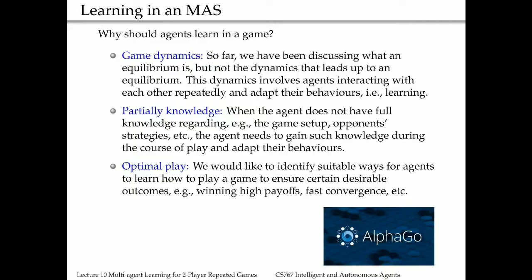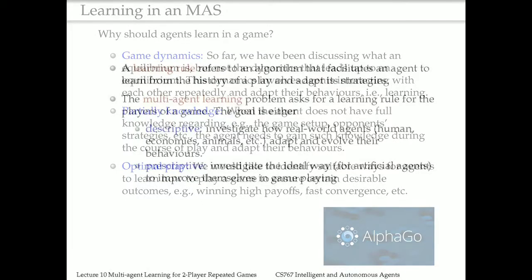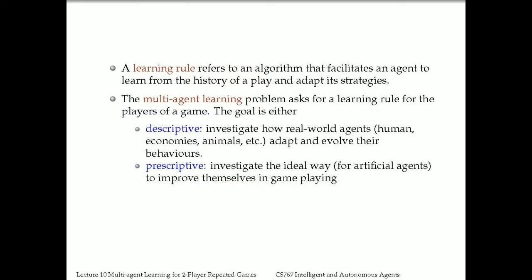So that's the reason why learning is so important in a multi-agent system. Of course, we will need to be more specific about what we mean by the task of learning. A learning rule refers to an algorithm that facilitates an agent to learn from the history of a play and adapt its strategies. And essentially, what we are interested in is such algorithms.